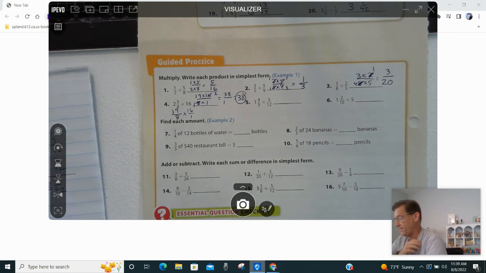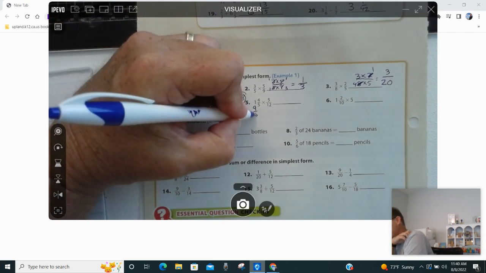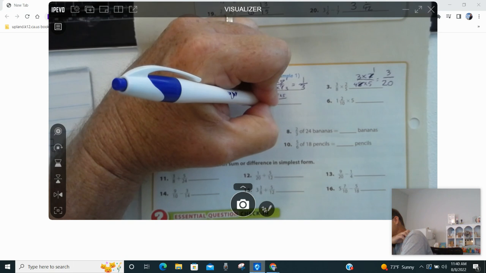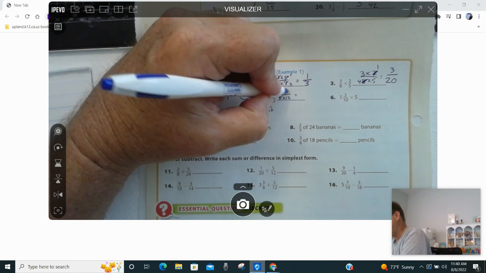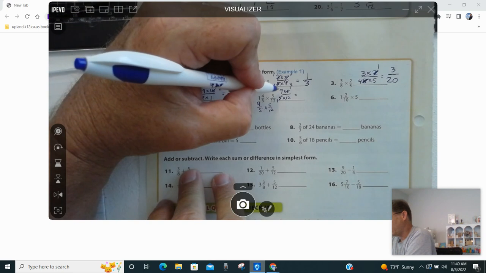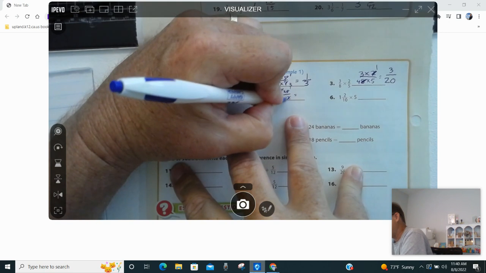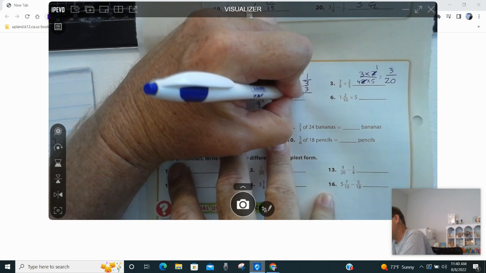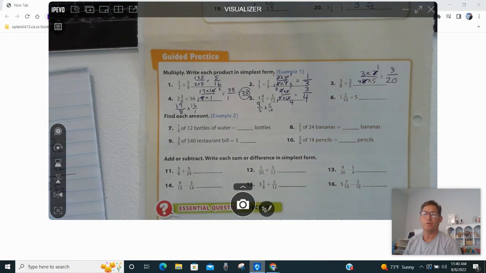Number 5, 1 4/5. That means we have one set of 5/5 plus 4/5 is 9/5 times 5/12. Okay, greatest common factor of 5 and 5 is 5. So 5 divided by 5 is 1. 5 divided by 5 is 1. Common factor of 9 and 12. That's 3, right? 9 divided by 3 is 3. 12 divided by 3 is 4. So we have 3 times 1, just 3. 1 times 4, 4. So 3/4.